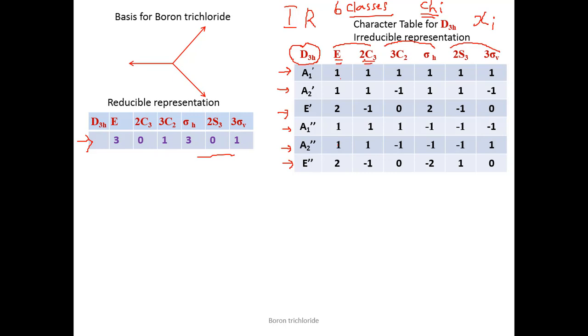In this class there are two operations. In this class there are three operations. In the sigma h class there is only one operation. In the S3 class there are two operations. In the sigma v class there are three operations. The number of operations in a class we call it as GP. So GP for C3 is 2, GP for 3 sigma v is 3, the number of operations in a class.